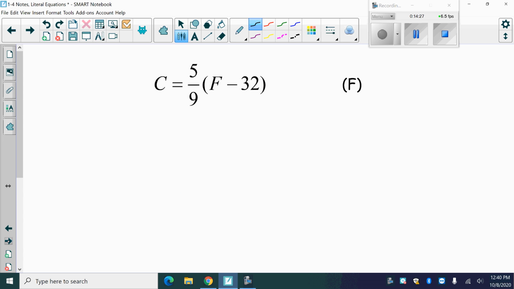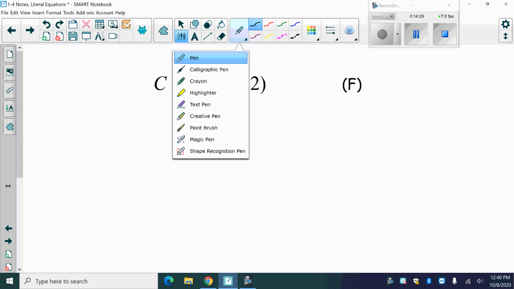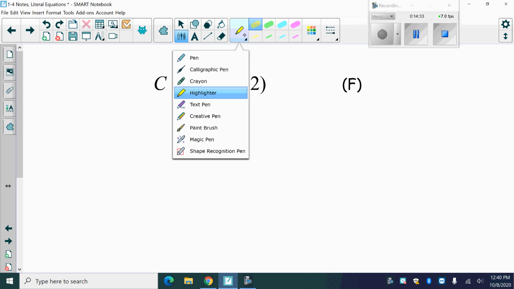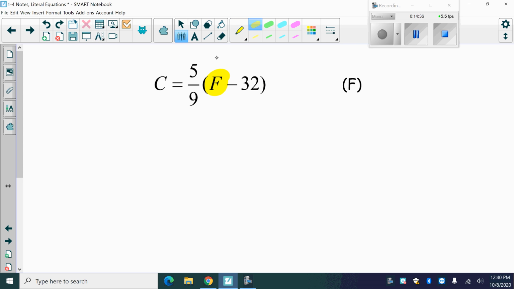All right, fractions. We're solving this one for F. Don't let this confuse you. Okay, how to get rid of a fraction. We have not talked about this yet, so listen closely. You may have done this in Algebra 1 or in geometry, but listen closely.